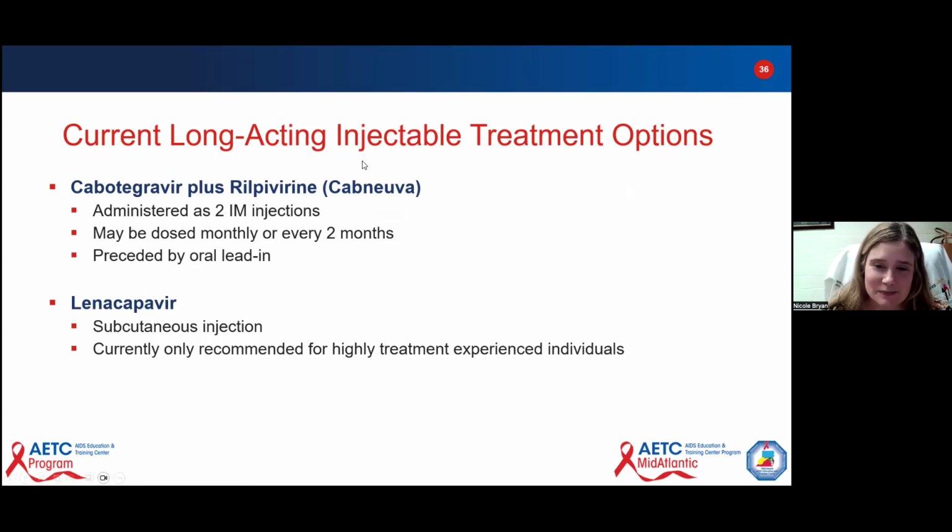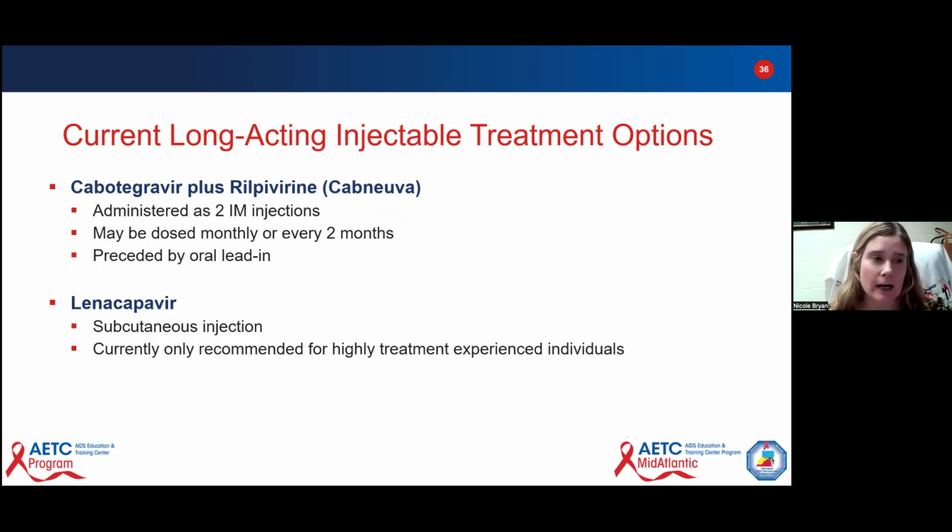Oh, thanks, Rachel. For lenacapavir, that's the other long-acting injectable. So most people are probably familiar with this in the PrEP space because that's where it's making lots of news and lots of headlines. It's a subcutaneous injection that's given every 6 months. So that's why it's super exciting.